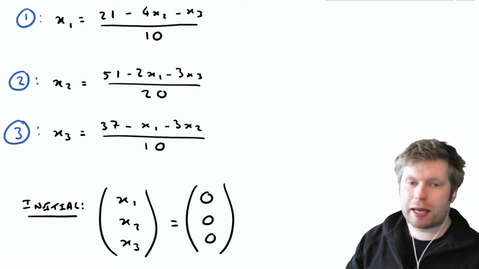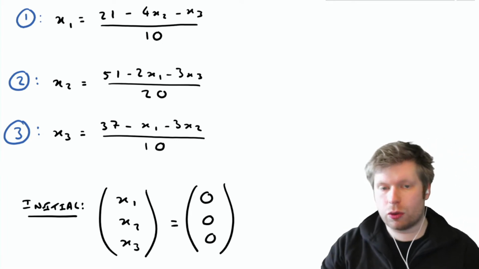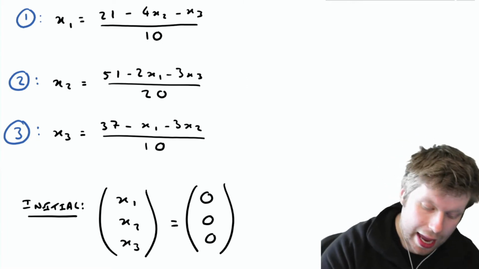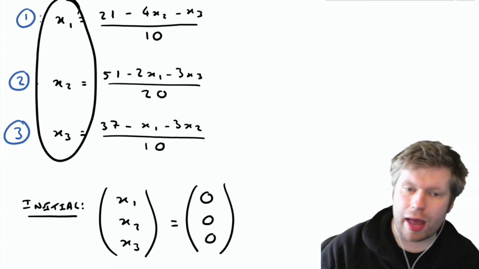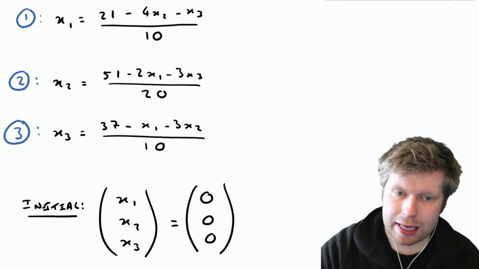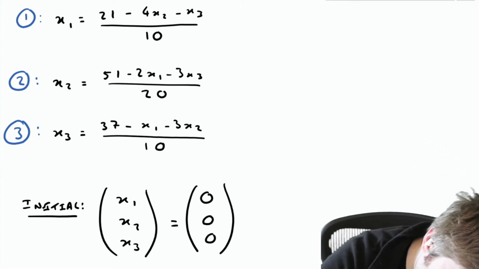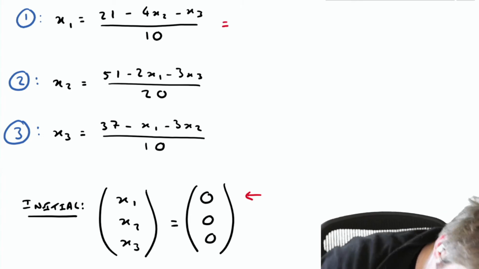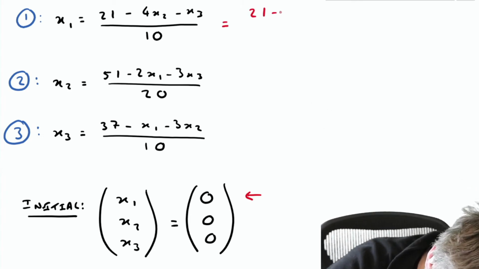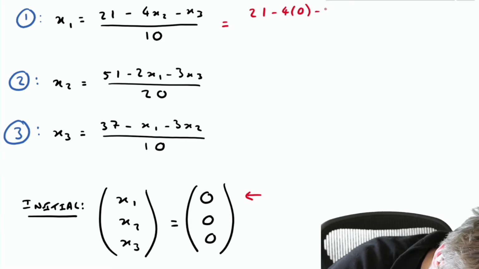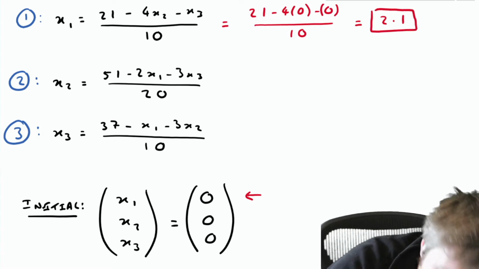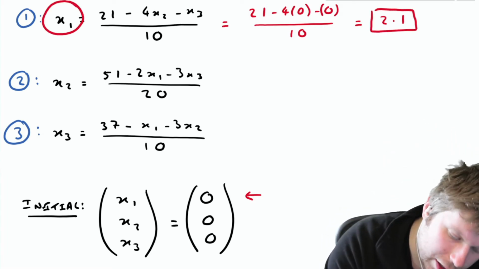Now what I'm going to do is basically plug in my values of x1, x2, and x3 into the right-hand side of my equations up here in order to get my new values of x1, x2, and x3. So let me demonstrate, okay? If I plug in x1 is equal to 0 into my top equation, I basically get 21 minus 4 times 0 minus 0 all divided by 10, which comes out as 2.1. So that there is going to become my new value for x1.